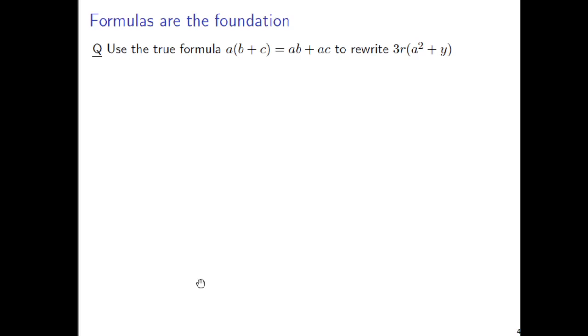Remember, folks, that formulas are the foundation of everything we do. So let's look at this review question. Use the true formula, you know this one, the distributive law, A times (B plus C) equals AB plus AC, to rewrite 3R times quantity A squared plus Y.